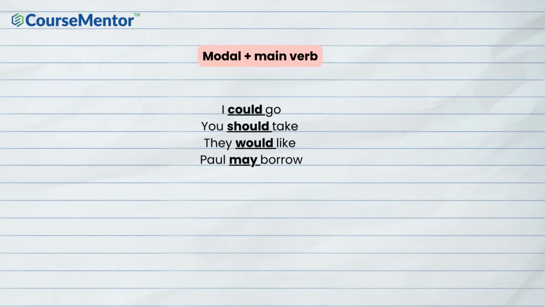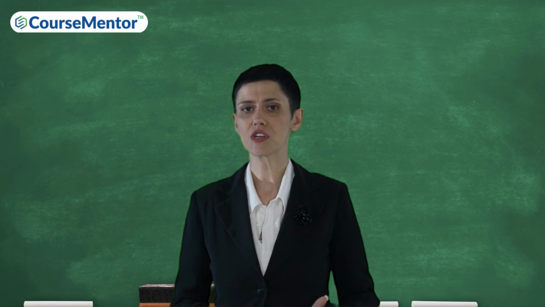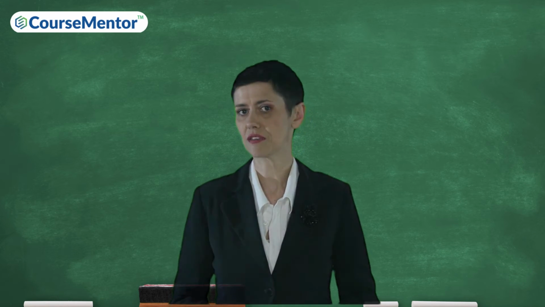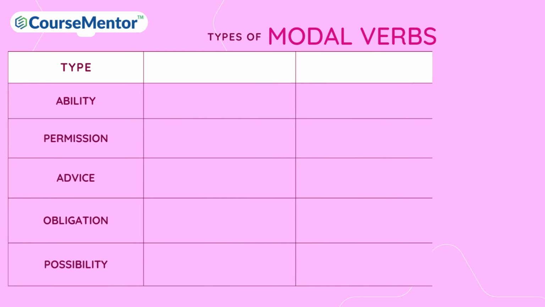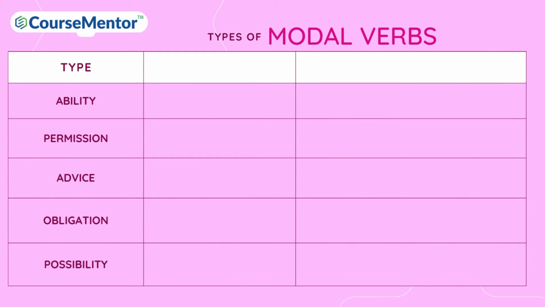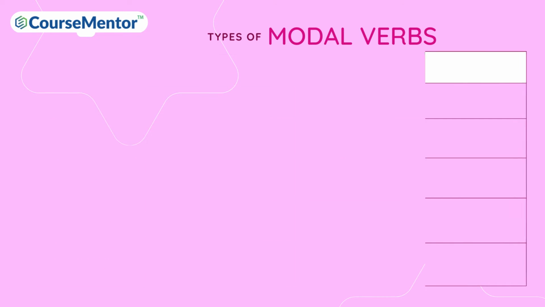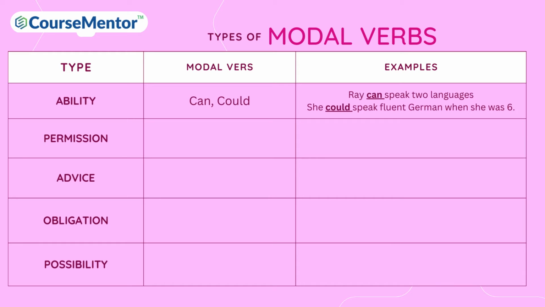Now, these modal verbs are used in English to express something. They have a purpose. Let's have a chart to understand modal verbs in a better way. Type: ability, permission, advice, obligation and possibility. Ability: can, could. Ray can speak 2 languages. She could speak fluent German when she was 6.